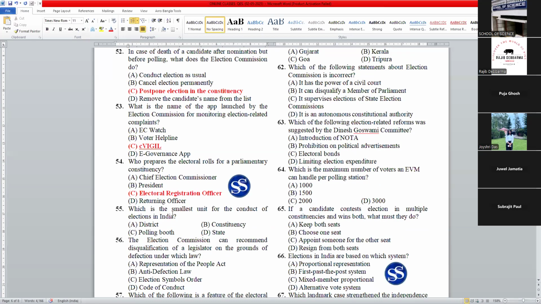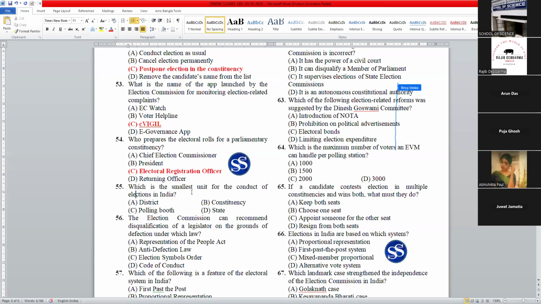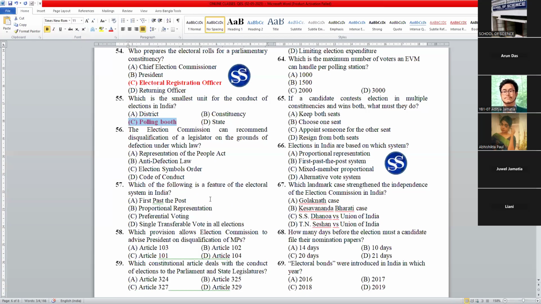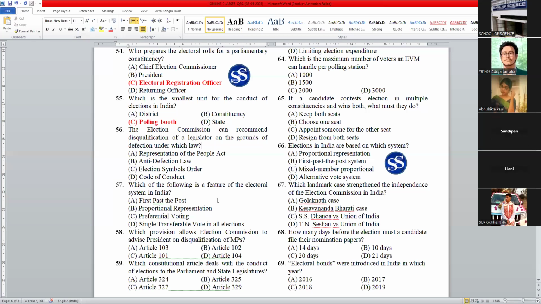Question number 55. Now you tell me this. Which is the smallest unit for the conduct of elections in India? Polling booth. Right. Option C, polling booth. Okay, 56. The Election Commission can recommend disqualification of a legislator on the grounds of defection under which law? Anti-defection law, sir. Yes, it is under the 10th Schedule of the Constitution, where it talks about anti-defection. Very well, good. Anti-defection law is enshrined in the 10th Schedule of the Constitution of India.